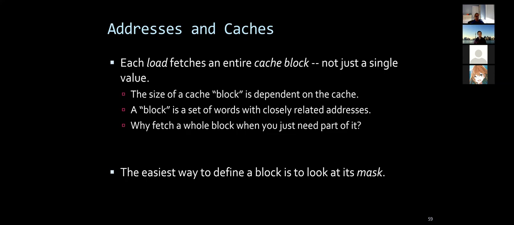So essentially a block is just a set of consecutive words with closely related addresses. So for example, if you had array 0, array 1, and the array is a 32-bit array, so you had 4 bytes, another 4 bytes, another 4 bytes, another 4 bytes, right? And you had 16 of those values all together. So why do we fetch a whole block? I hope you already answered that question: because of spatial locality.